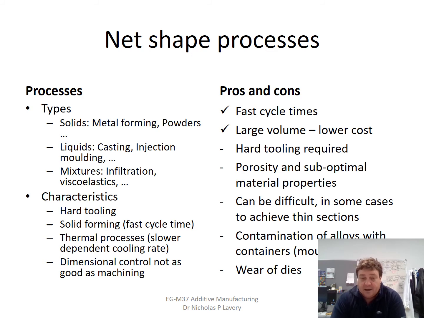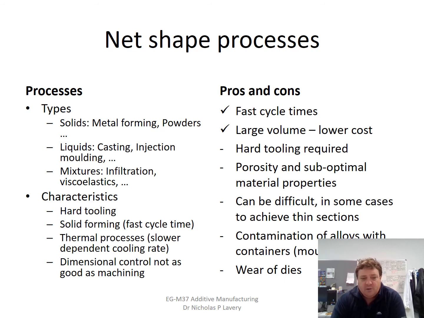Net shape processes. Of all the processes, I've picked this one out to talk about a little more here, a process where we have an element of comparison with 3D additive processes. We might have different types of processes dealing with solids, like metal forming. It can deal with powders. It might deal with liquids, such as casting and injection molding, lots of different types of casting, as you probably know. You can have investment casting, sand casting. You might have mixtures. You might infiltrate. You could potentially have a liquid metal infiltration process, whereby you would have a powder metal and infiltrate it with a brazing alloy. It produces all types of different characteristics.